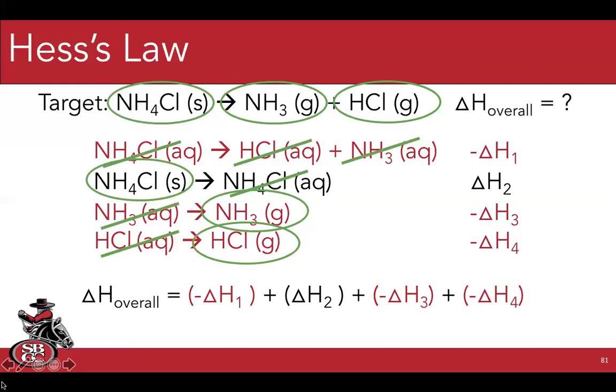And those should add up based on Hess's law, based on the fact that delta H is a state function and is path independent, that delta H overall should be the delta H of our target reaction, which would be impossible for us to do today.